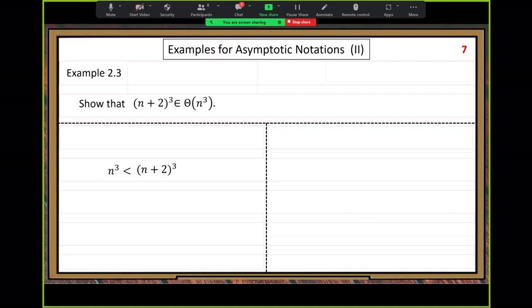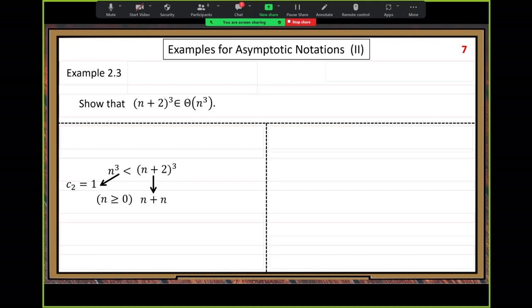We just use n cubed. We ignore the plus 2, so we make the function value smaller. After we cross out the plus 2, the function value becomes smaller. So then we take the cube. You can see the lower bound side is easy, so we find a constant. The range for which this inequality holds is n greater or equal to 0.